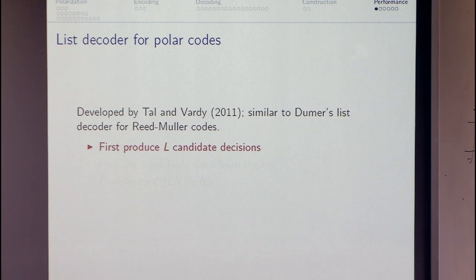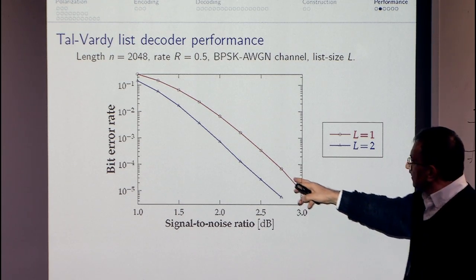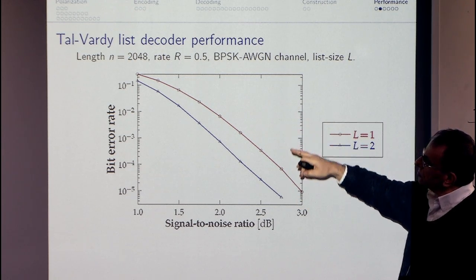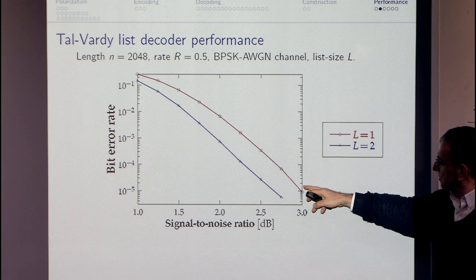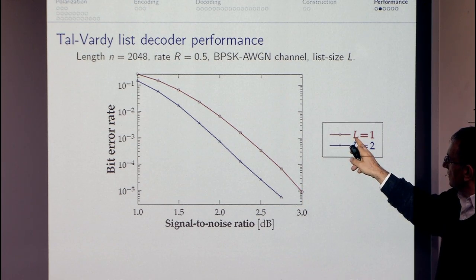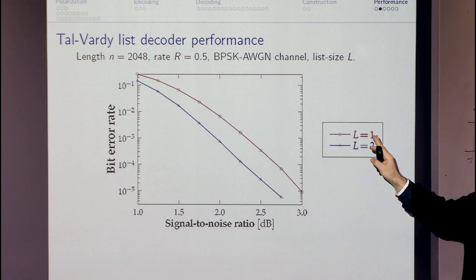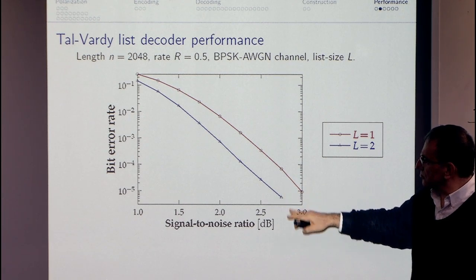So I want to conclude this by showing something about performance. The list decoder result here is due to Tal and Vardy. These are results that I have presented before, in 2011 at ISIT in St. Petersburg. So it's the same slides. If you use list of size 1, which is the successive cancellation decoding algorithm that I have mentioned, this is what you get in terms of performance.